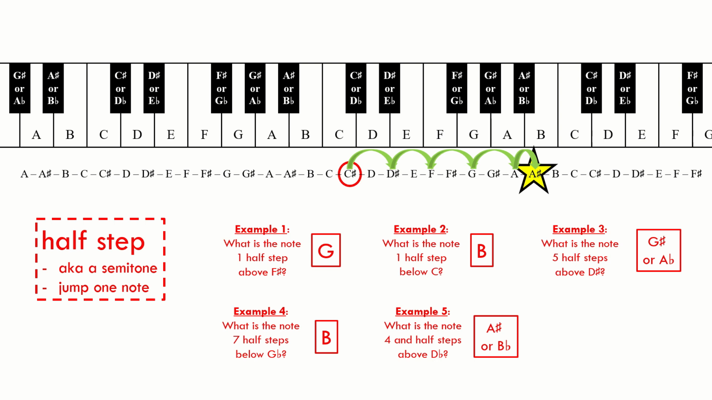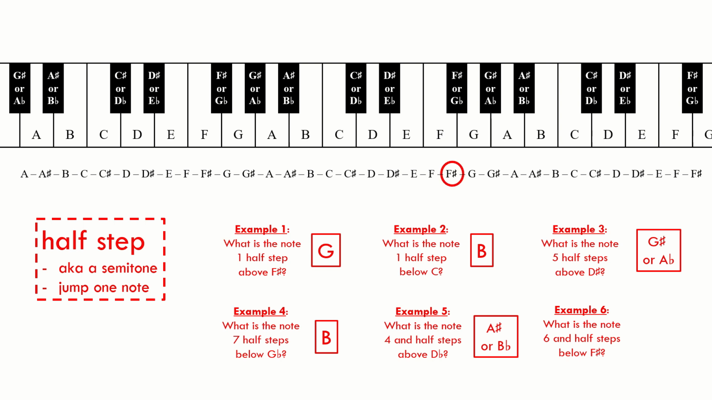And example number 6, what is the note 6.5 steps below F sharp? F sharp or G flat is over here. Now we move 6 whole steps below, 1, 2, 3, 4, 5, 6, and another half step, that gives us F.